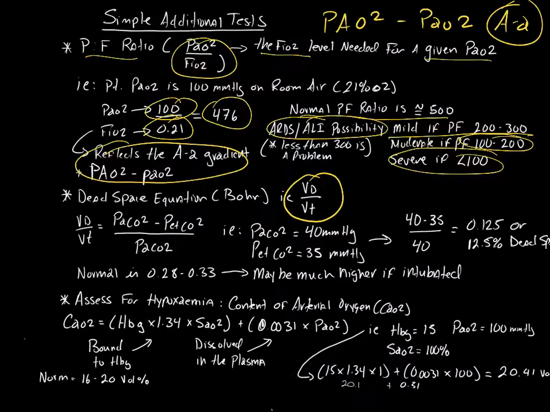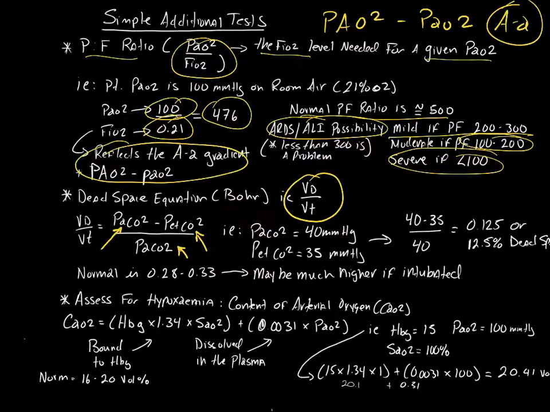And the way that we measure this is PaCO2 minus PetCO2 over PaCO2. That's how I remember it. So you take the PaCO2, you subtract from that the PetCO2, that's the end-tidal CO2. So you've got to know their end-tidal CO2, and then you've got to know their PaCO2, and then you divide that number by the PaCO2.